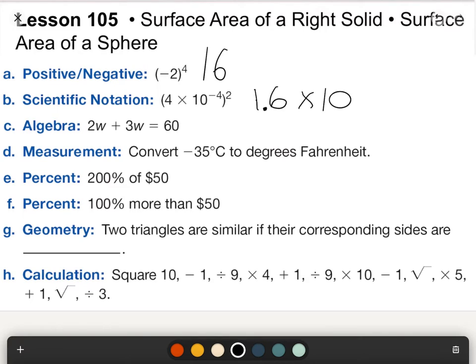Then since I divided this by 10, I'm going to divide it by 10 one less time over here. So instead of -8, it's going to be -7. Then this is just 5w. 5 times w equals 60. So 60 divided by 5 is 12.